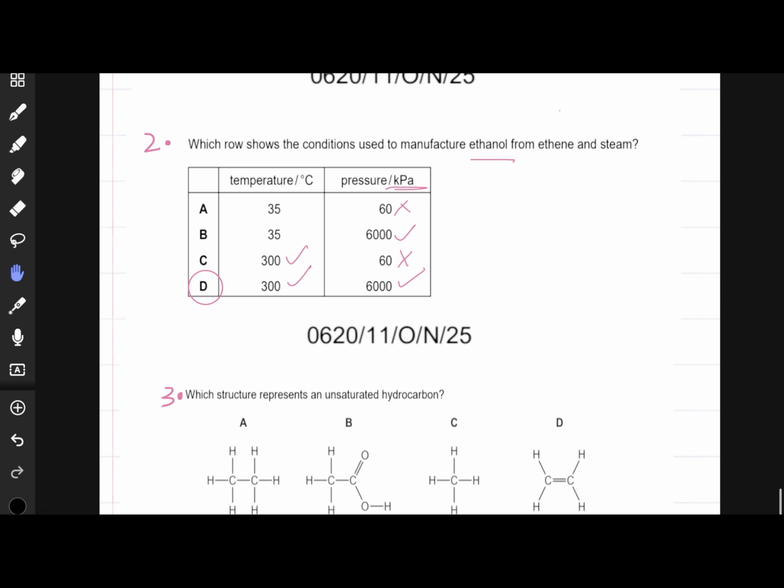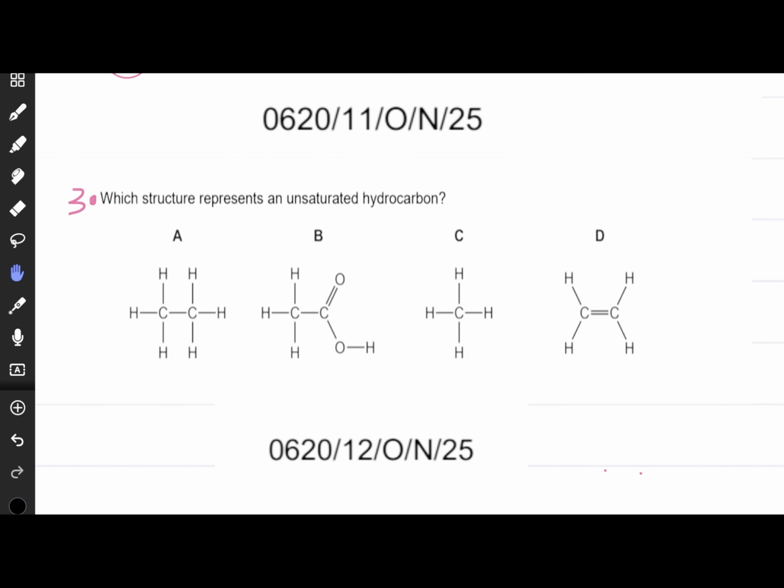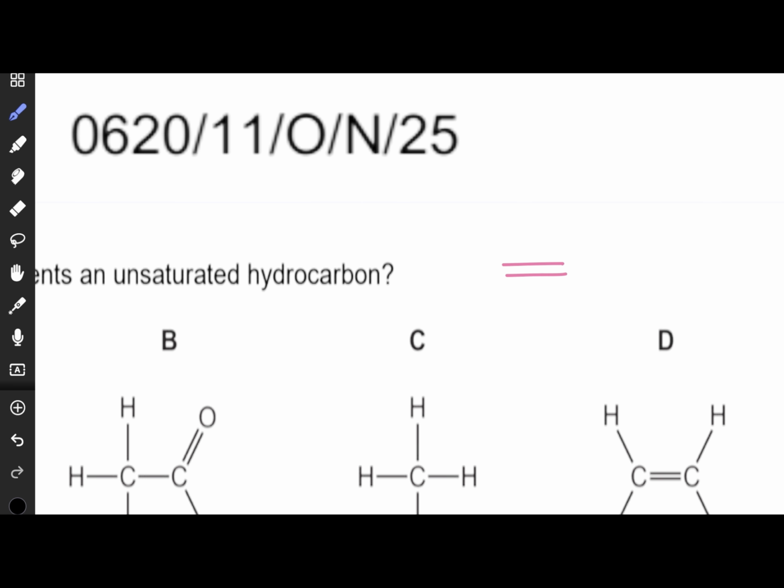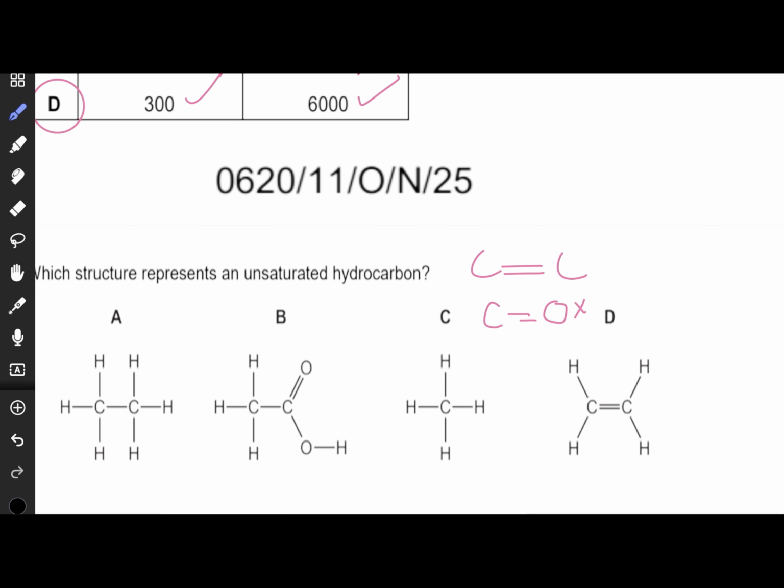Alright, so now let's move on to question number 3. It says which structure represents an unsaturated hydrocarbon? In an unsaturated hydrocarbon, there is always a double bond between carbon and carbon. Let's take an example of carbon double bond O. This cannot be considered right because the double bond must always remain between two carbon atoms and not any other element. So let's check which option meets this requirement.